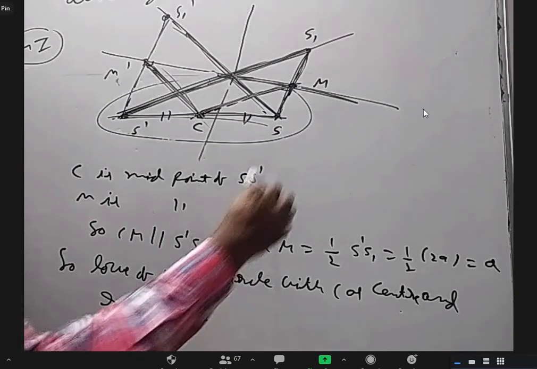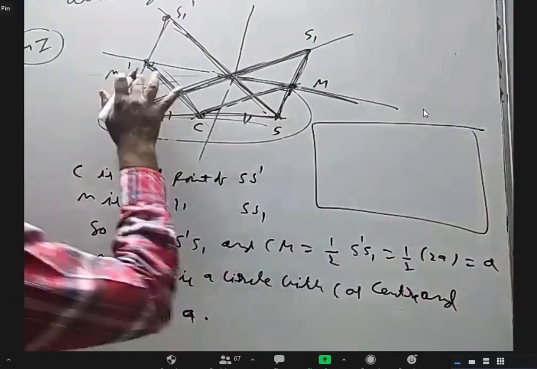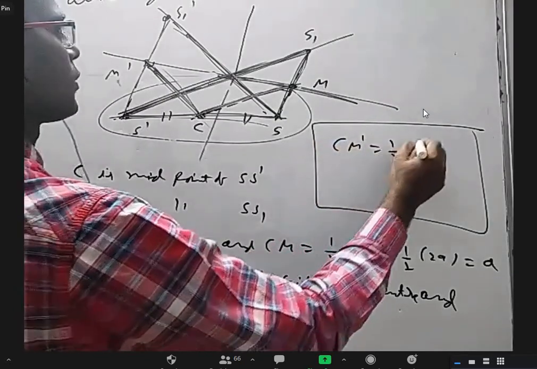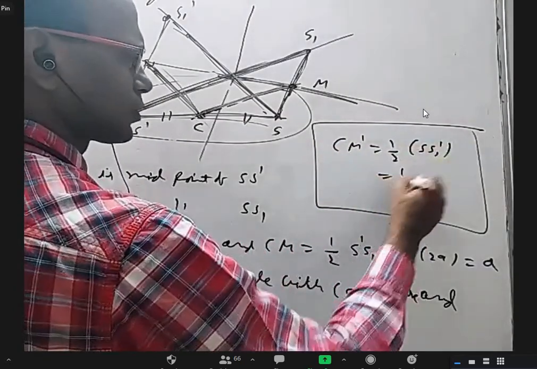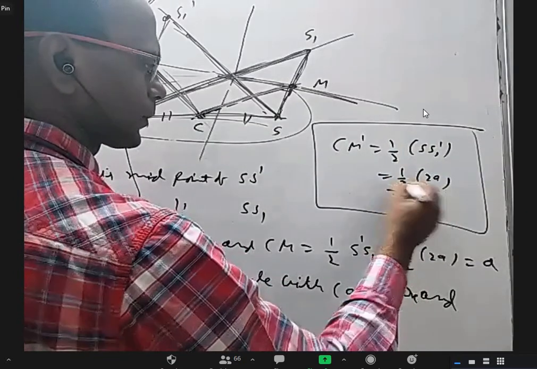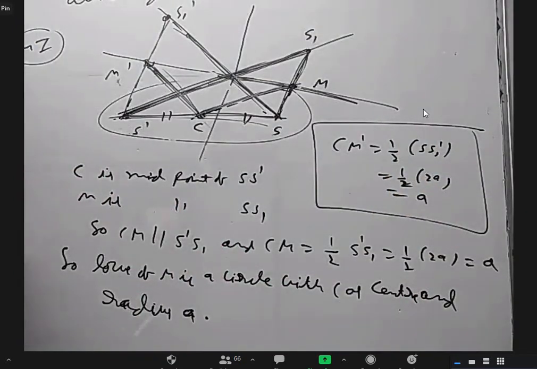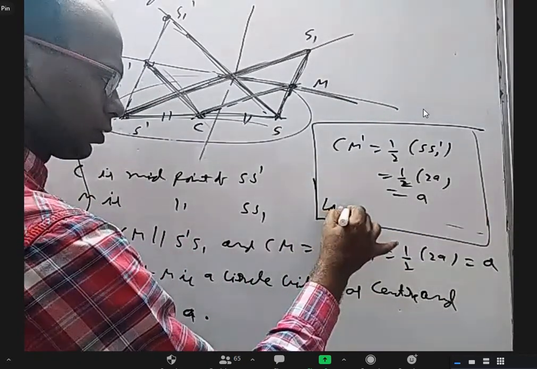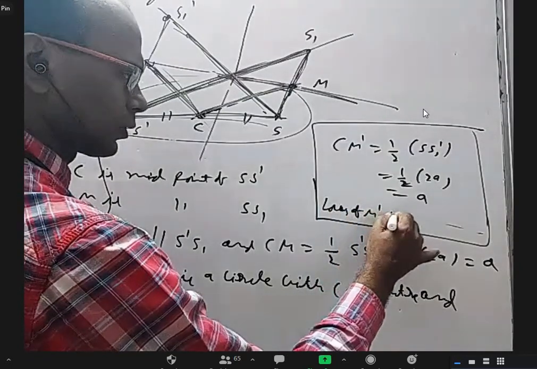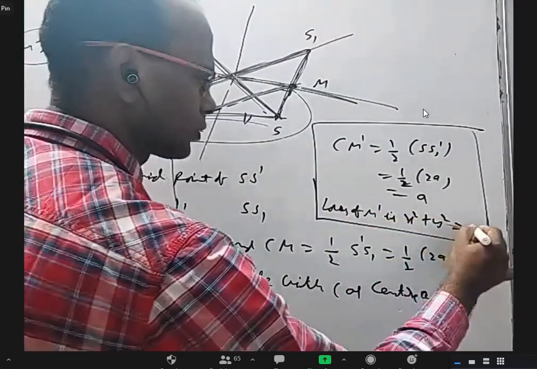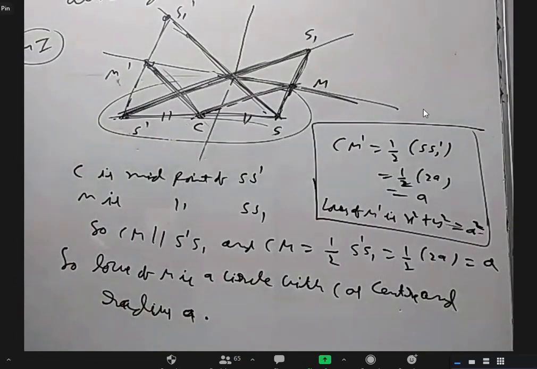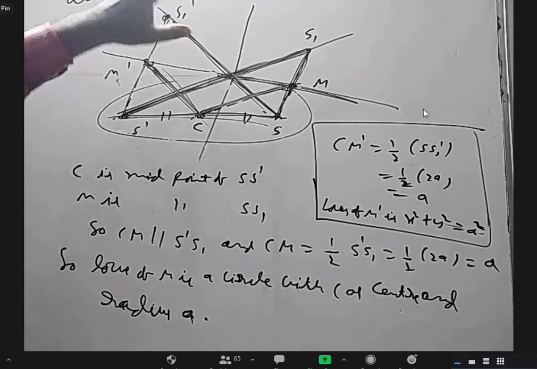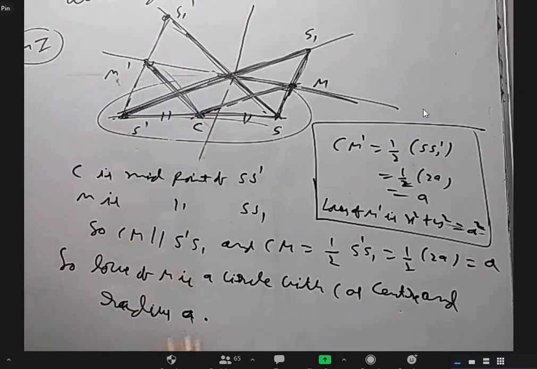After that you can even write some more about the other one. CM dash is half of SS1 dash, which is half of 2a, which is a. So the locus of M dash is x square plus y square equal to a square. So you wrote the original statement, locus of the foot of the focus on any tangent is the auxiliary circle. Write all this and this also.